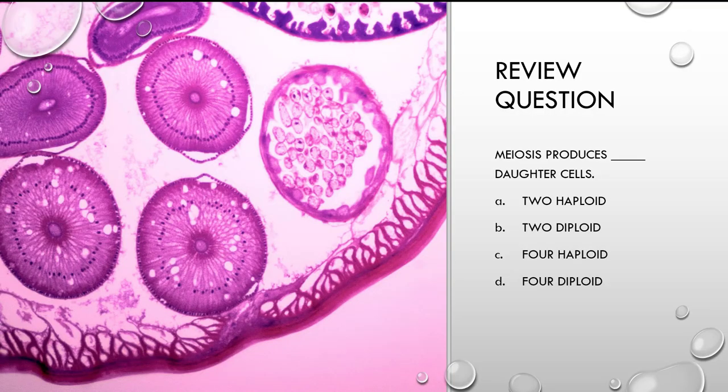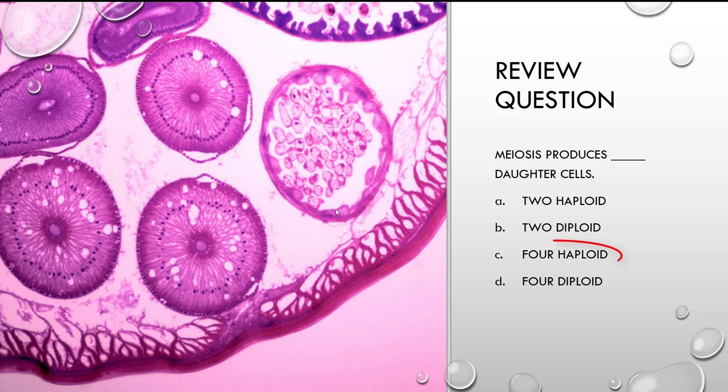Alright, so that was a good review of both mitosis and meiosis. So let's see if we can answer some review questions. So meiosis produces blank daughter cells. Is it A, 2 haploid daughter cells, B, 2 diploid daughter cells, C, 4 haploid daughter cells, or D, 4 diploid daughter cells?